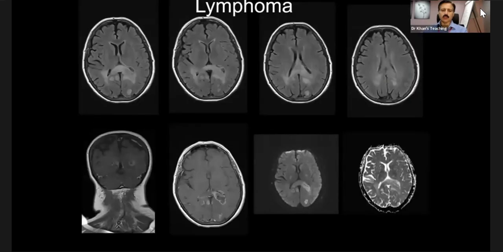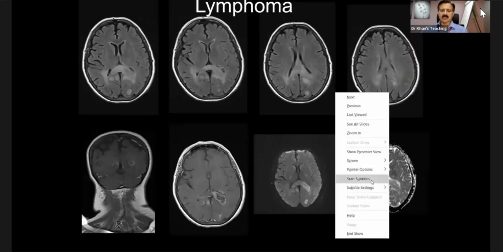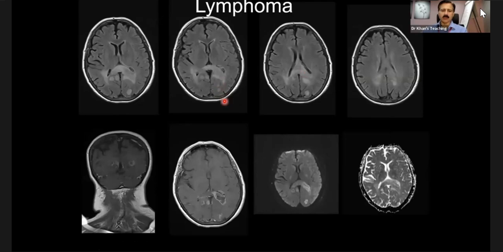I have already shown you this case previously, and this is what we call lymphoma, periventricular. I've not given you all the images, but just wanted to make the point that it is crossing the midline, and it is actually multifocal, some rim enhancement, etc. is present.